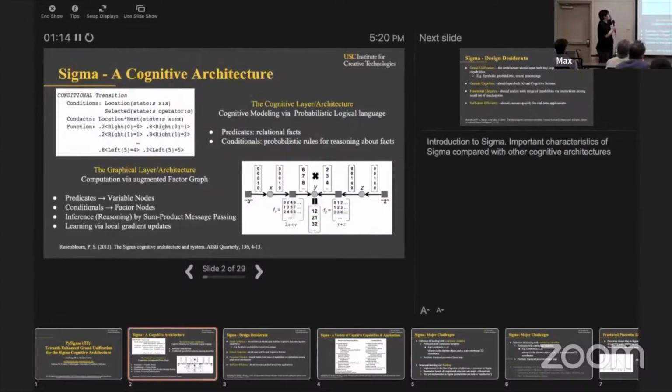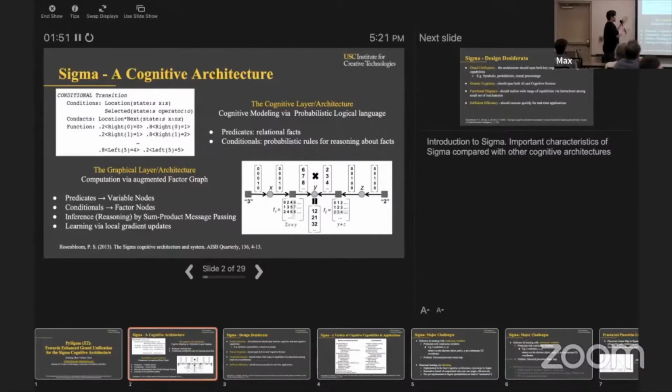All right, so what is the Sigma cognitive architecture? It is a cognitive architecture that was proposed by Professor Paul Rosenblum and implemented back in 2009. It is basically a 2-layer architecture. The first layer, the cognitive layer, also called the cognitive architecture, specifies probabilistic logical languages that you can use to write cognitive models. The predicates are probabilistic and represent relational facts. The conditionals are also probabilistic rules that arrange these facts into a kind of graph for reasoning about them.